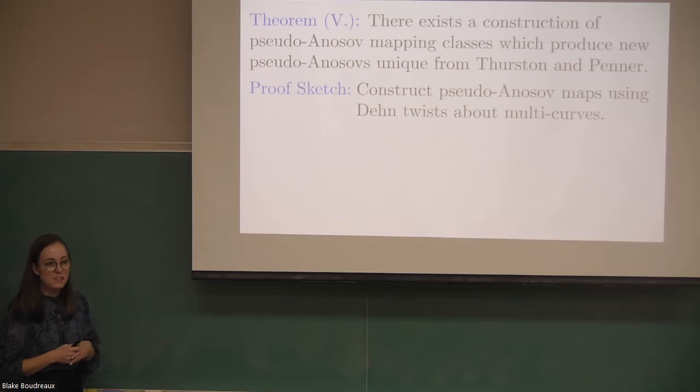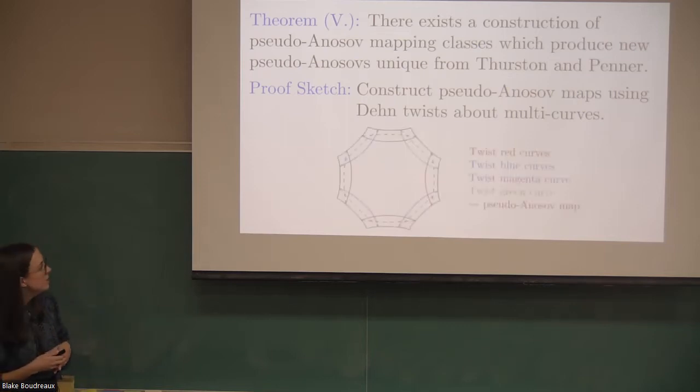So the first thing that you have to do is actually make your construction. So I constructed pseudo-Anosov maps using Dehn twists around multi-curves. So here's a surface. This is a sphere with 8 punctures, where when you look at each of these 8 little cusps, those correspond to the punctures on the surface.